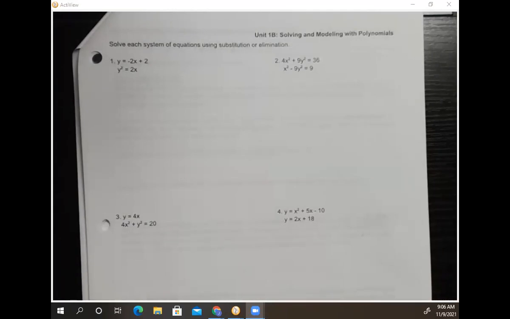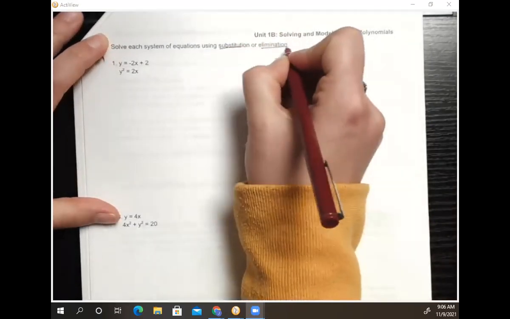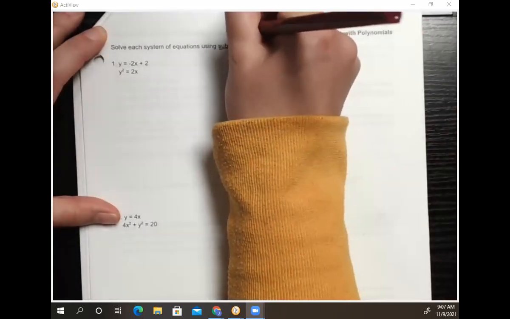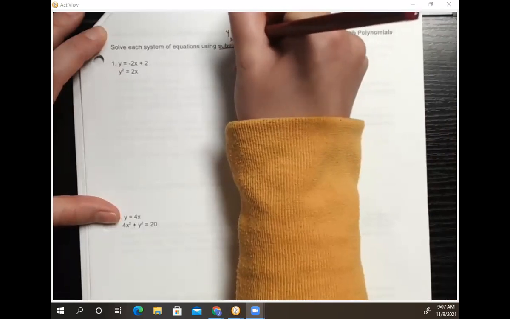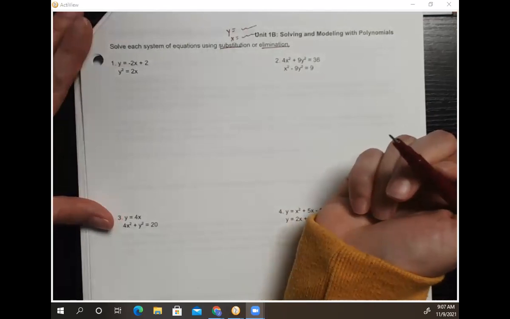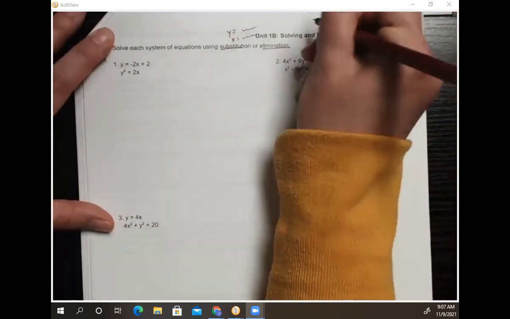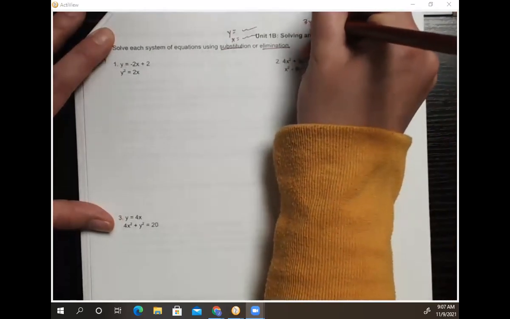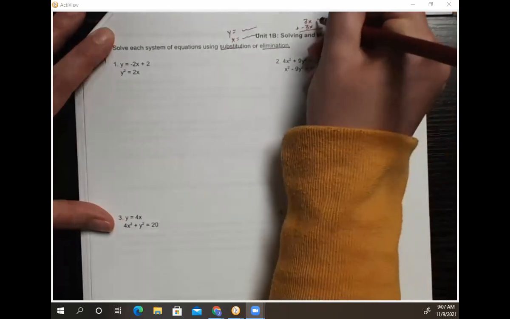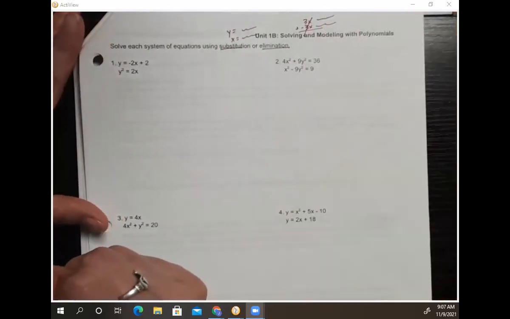So for number one, remember we've got two strategies here, substitution and elimination. Substitution is when I have y equals some stuff or x equals some stuff, and I plug that stuff in for the appropriate variable in the other equation. And then elimination is when I have something like 3x and negative 3x in my equations, so that when I add the equations together, that variable is gone.